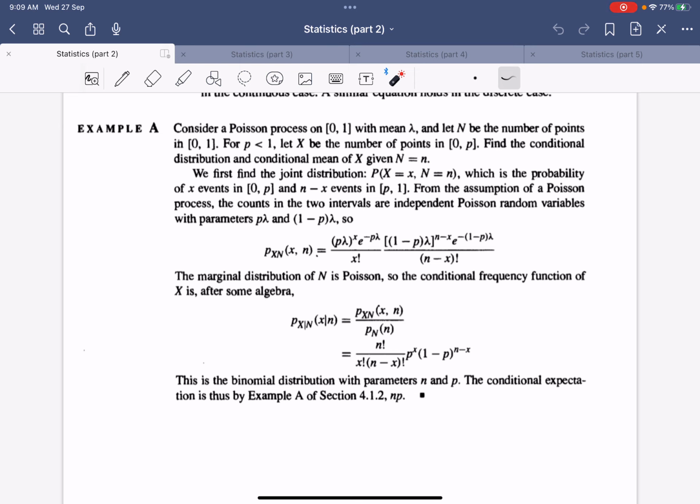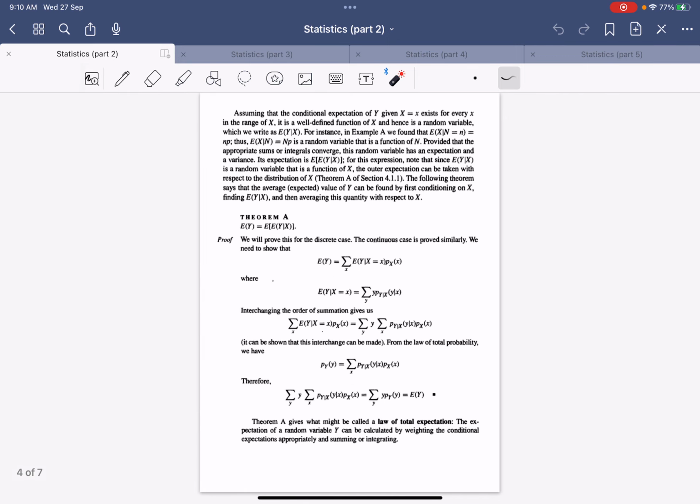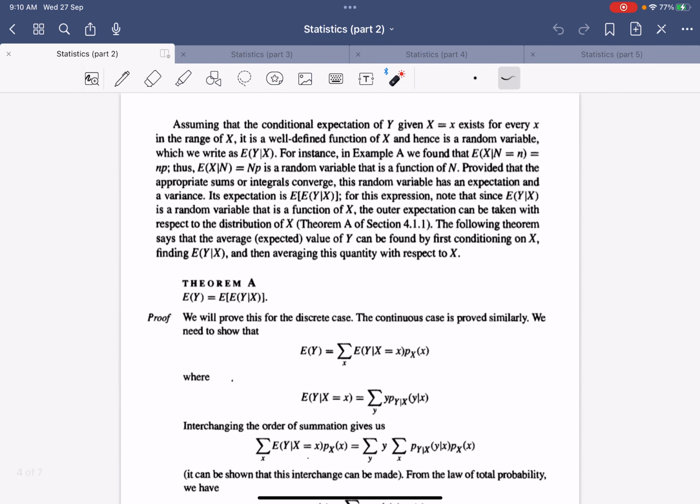So the conditional is just this, and with some algebra you get the following result, which is the binomial. And so if you recognize this to be the binomial, the expectation would then be NP. And so understanding the conditional expectation now, we see that given a little x, it is some fixed number.